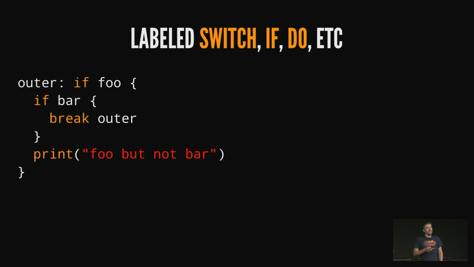And actually, labels aren't limited to loops. So you can also label an if statement, for example, and break out of that. And this is particularly interesting because normally break doesn't bind to if at all. Like you can't break out of an if statement normally. But if you've given it a name, then you can target it for breaking. And this also works with other things like a do condition, for example.